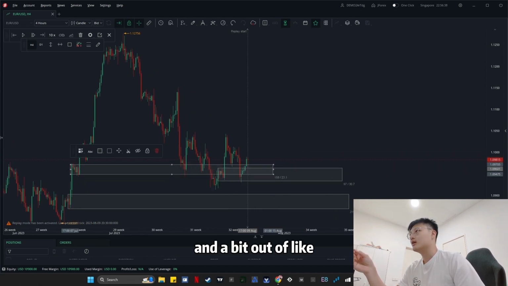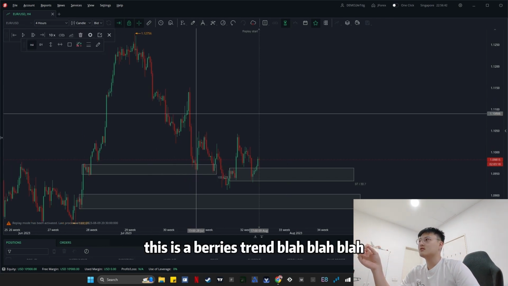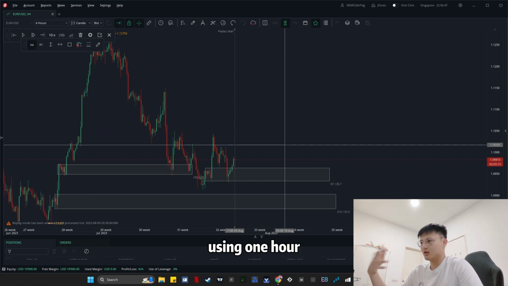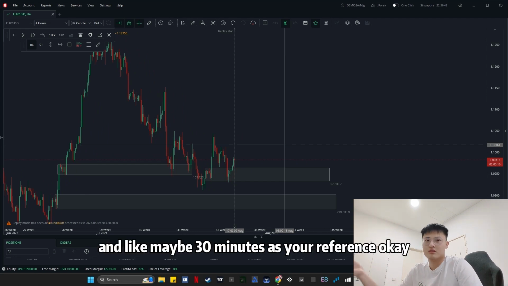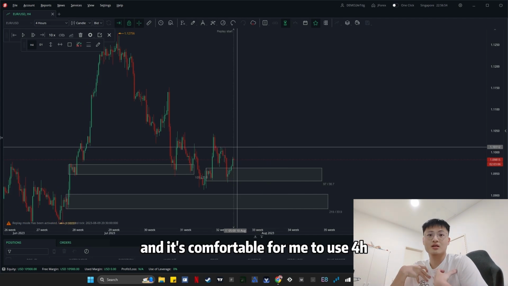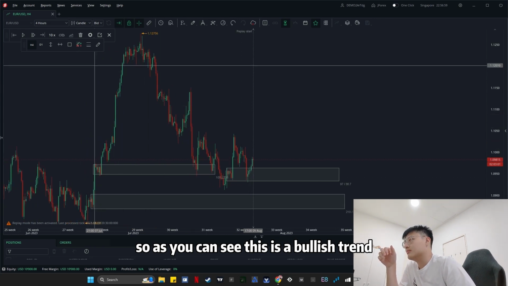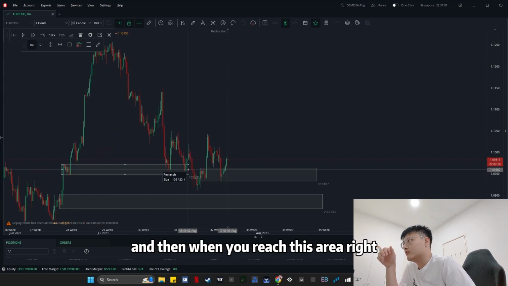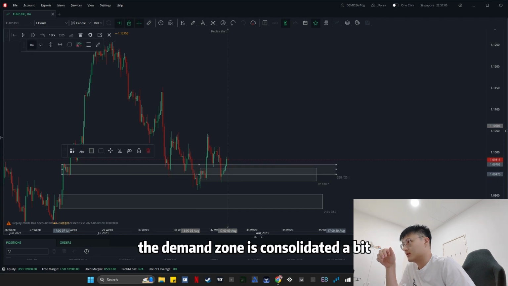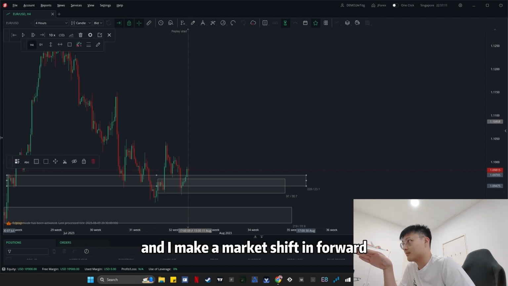So now I'm going to show you again doing the same thing. A lot of people would find this a bit tricky. Why? Because a lot of people are going to say, okay, this is a bearish trend. In the short term, yes, if you trade 1 minute, 5 minute, using 1 hour and maybe 30 minutes as your reference, it's a short trend. But I use 4 hour, and it's comfortable for me. So as you can see, this is a bullish trend, and when it reached this area, the demand zone, it consolidated a bit, collected the liquidity, and then made a market shift on the 4 hour.